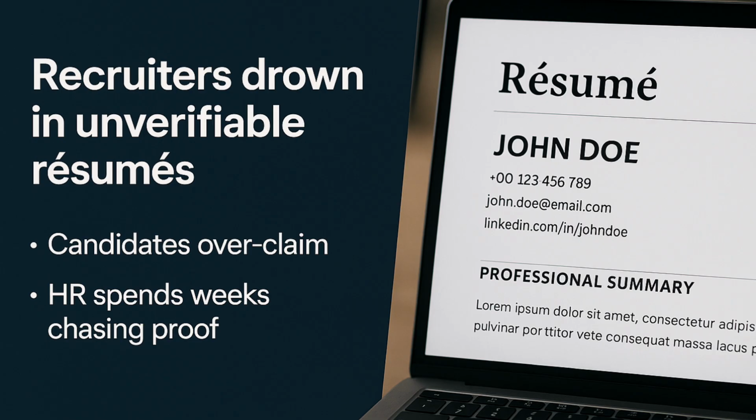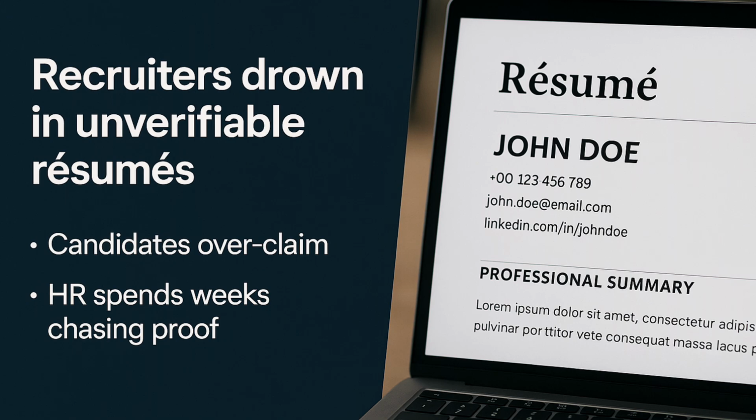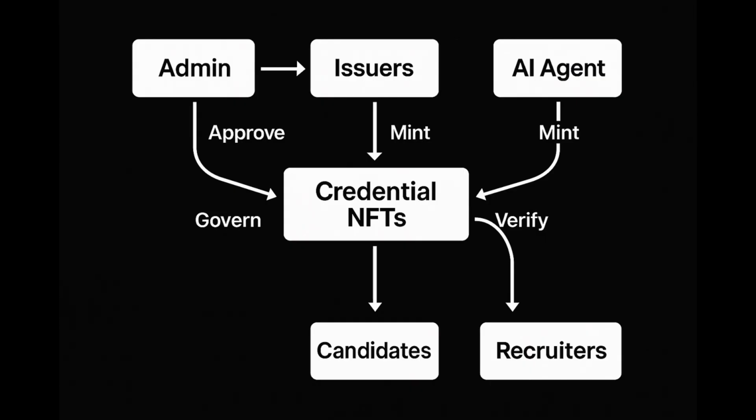Recruiters drown in unverifiable resumes, candidates overclaim, and HR spends weeks chasing proof. We need an instant trust layer. Rivalidate solves this with 4 roles plus an AI agent.